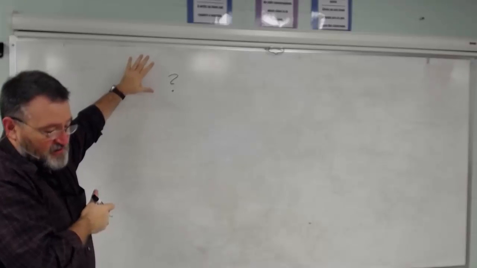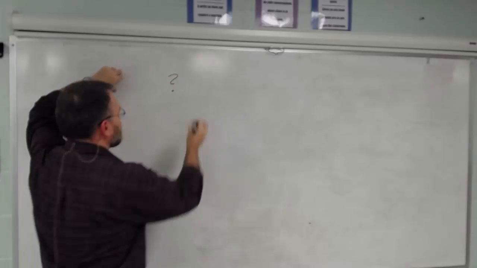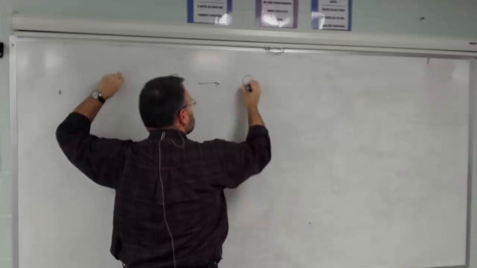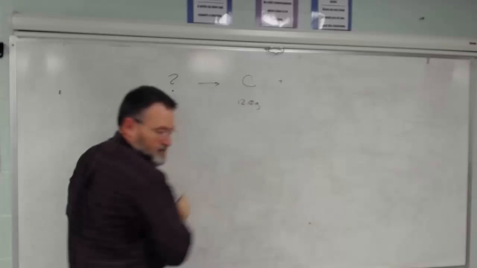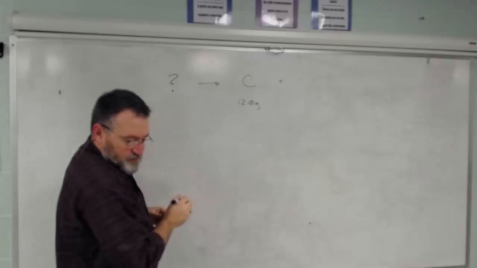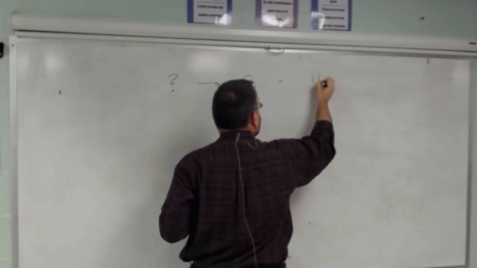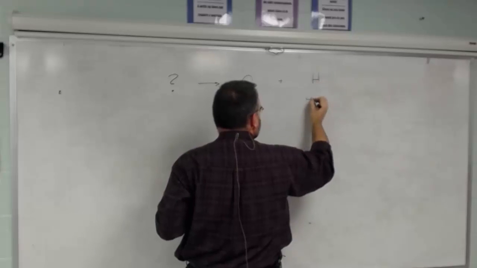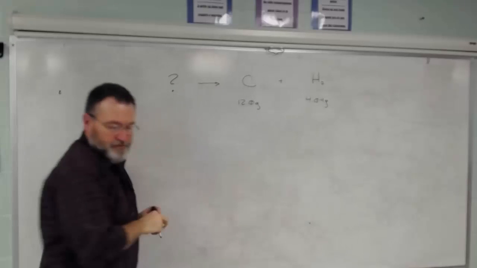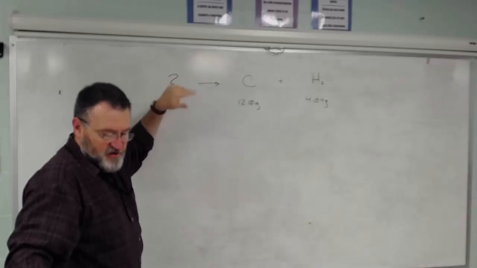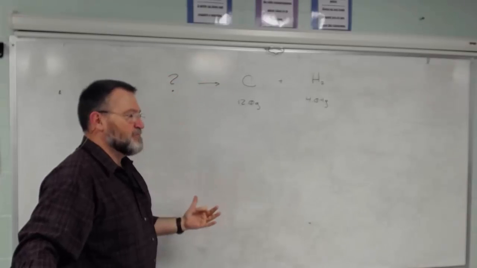Decomposes an unknown, and the products of decomposition are 12 grams of carbon. So we're going to carbon, and we have 12 grams. And hydrogen, of which we have 4.04 grams. Those are the products of decomposition. What's the chemical formula for the unknown compound?